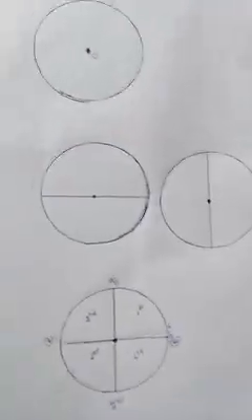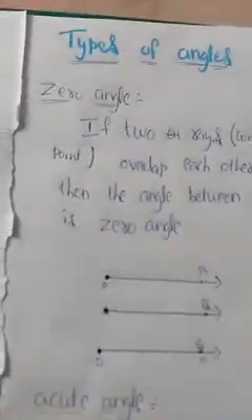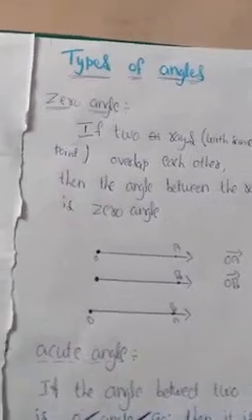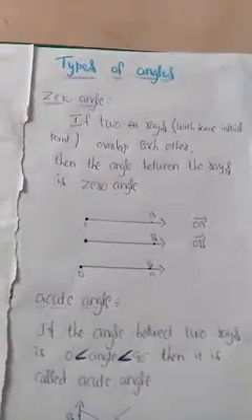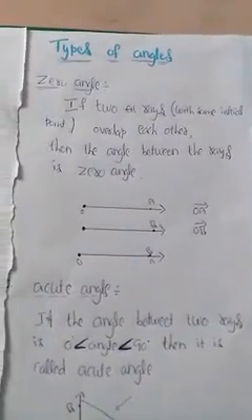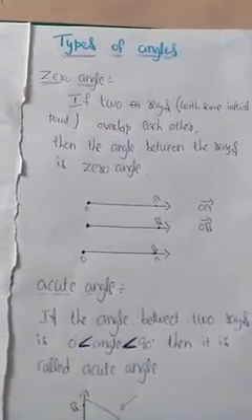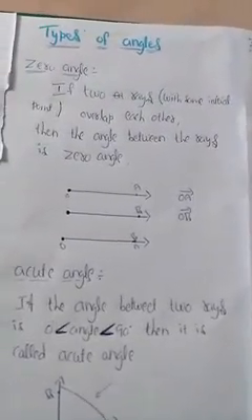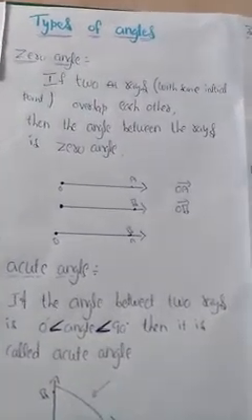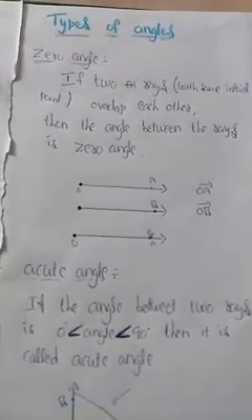Okay. Now, types of angles. Based on the angle between two rays, we have different types of angles. The first one, zero angle. Take two rays. If the angle between two rays is 0 degrees, that means if two rays which have the same initial point overlap each other, then the angle between the rays is 0.